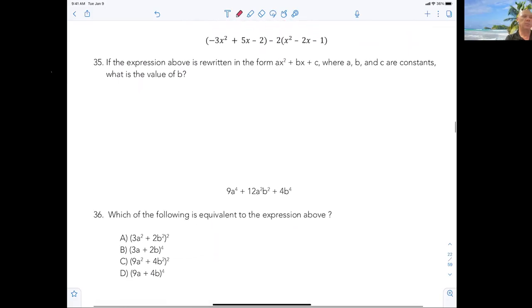Same problem. All right, same problem. I want everybody to tell me what B is. You got 1 minute. Everybody tell me what B is. I got my timer on. Should be done. It's just mental math.